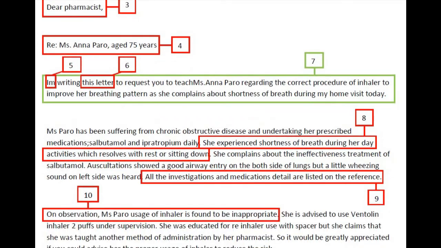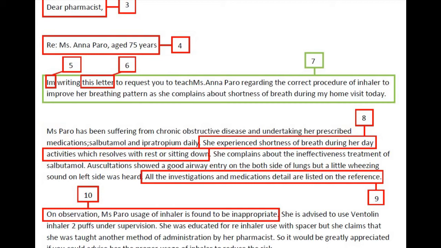Moving to the introduction paragraph: "I am writing this letter to request you to teach Mrs. Anna Parrow regarding the correct procedure of inhaler to improve her breathing pattern as she complains about shortness of breath during my home visit today." Here we can see "I am". "I am" doesn't imply anything. In fact, it's a mistake. Either you have to write "I am" or "I'm" with an apostrophe. Then that makes sense. Otherwise, that is pointless.